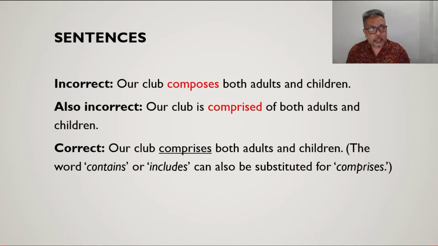Let's have some sentences. So let's start with a couple of incorrect ones. So you don't say our club composes both adults and children. It's also incorrect to say our club is comprised of both adults and children. Remember that club here is the whole and adults and children are the parts, and therefore we're going to use comprise here. Okay, so the correct sentence is our club comprises both adults and children. So you have the whole comprising the parts. So the whole is club and the parts are adults and children. We can also use the word contains or includes as a substitute for the word comprises, depending on your sentence.